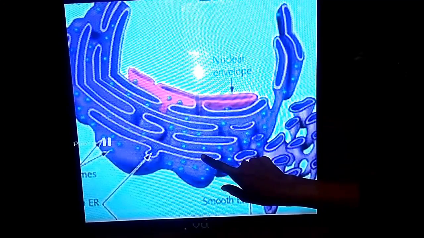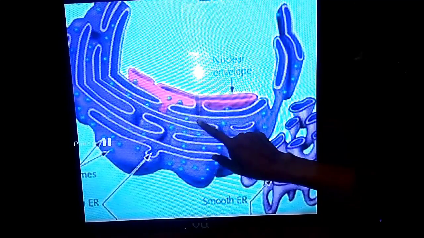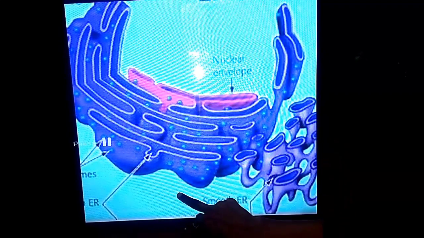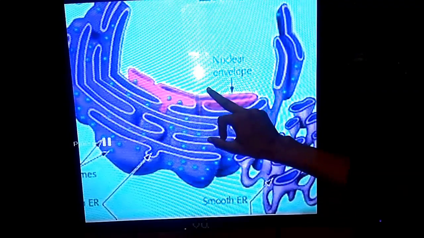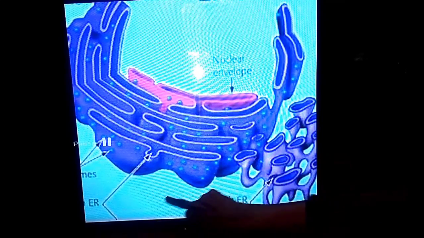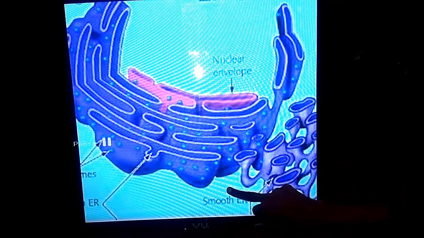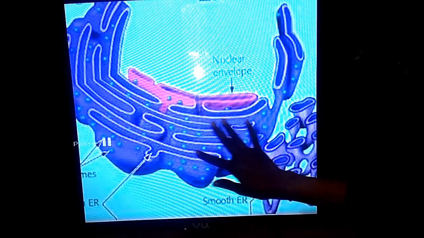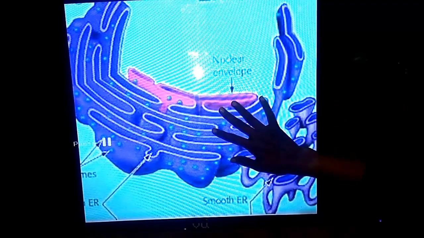This is the lumen, that is the inside of the endoplasmic reticulum, and the outside is the extraluminal part, which is lying inside the cytoplasm. So this is how the endoplasmic reticulum looks.